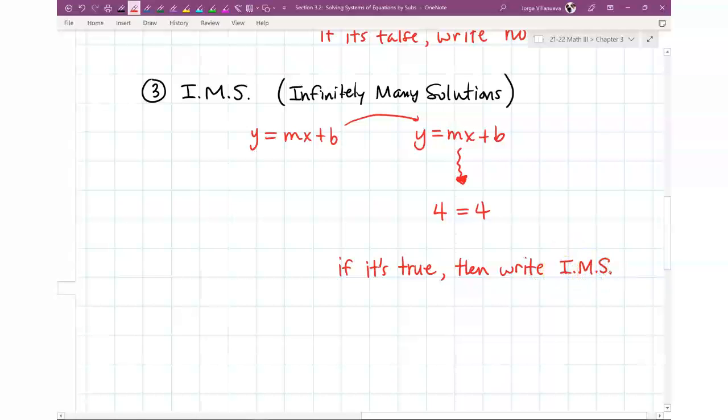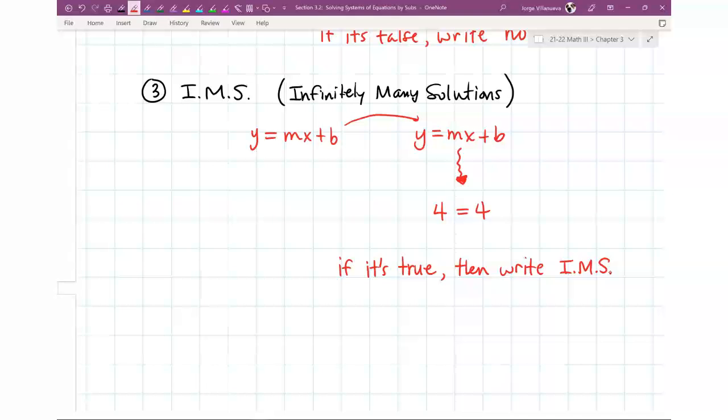Infinitely many solutions. So as long as it's true, if it says 2 equals 3, what do I write? No solution. Good. If it's 7 equals 7, IMS, right? So the no solution and the IMS depends on: is it a true statement? Is it a false statement? The one for the answer being a point will not end up in a number equal to a number. It's going to say like x equals 7, so we've got to figure out what y is. So that's a little different, okay?